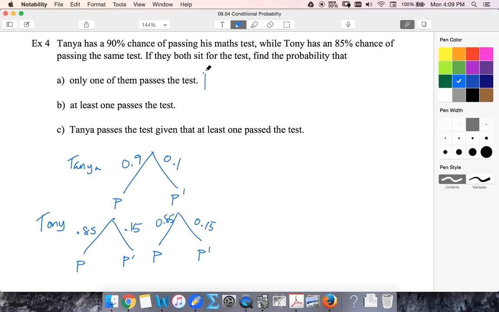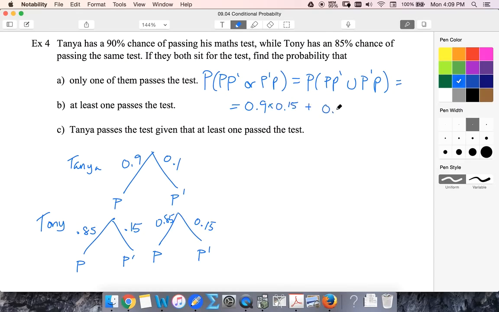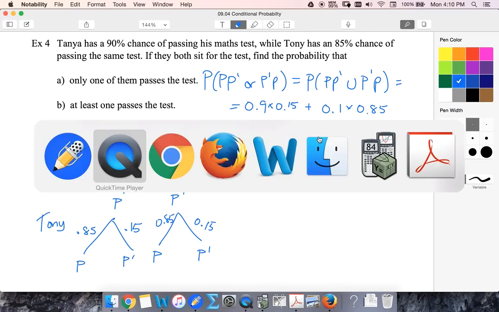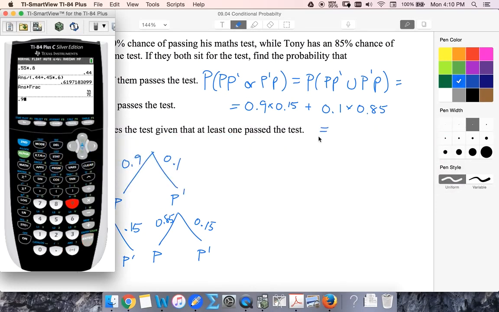So only one of them passing is the probability that we have pass, not pass, or not pass, pass. We could also write that as pass, not pass, union, not pass, pass. And that's going to be these two sets of branches here. So that's going to be 0.9 times 0.15 plus 0.1 times 0.85. Can put that in our calculator and get the results. So 0.9 times 0.15 plus 0.1 times 0.85. Okay, 22% chance.